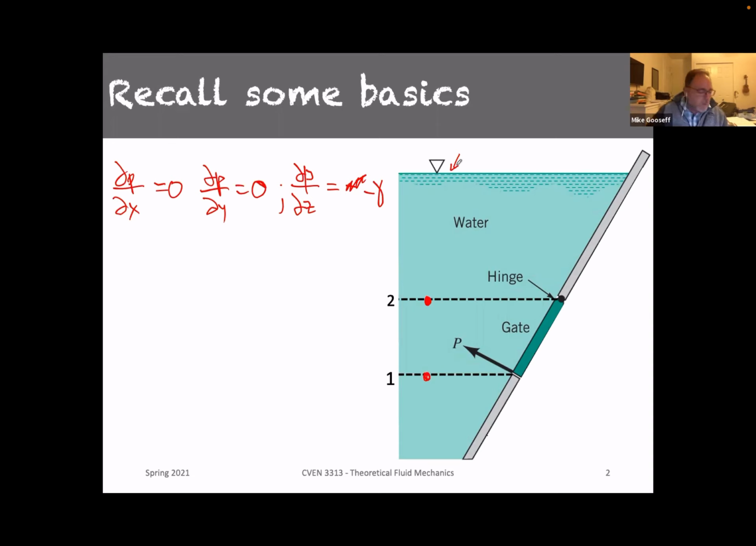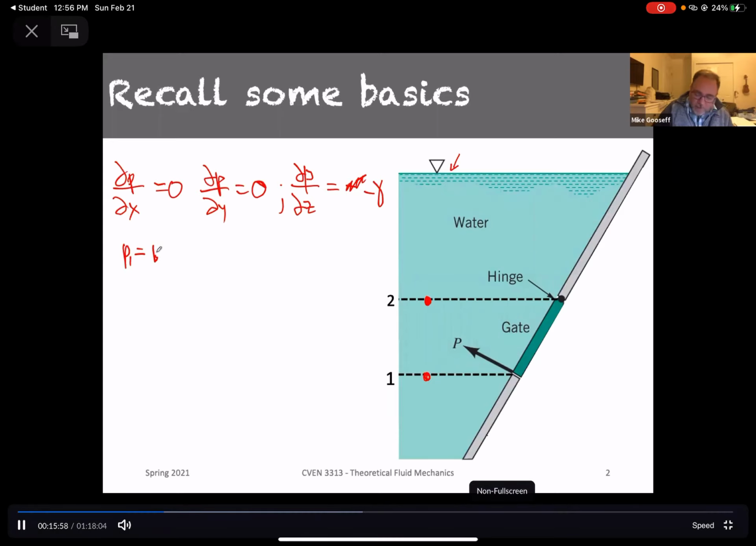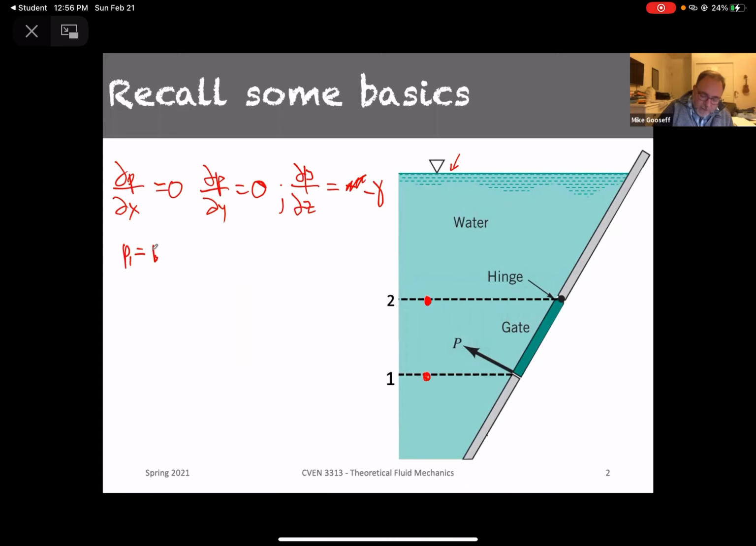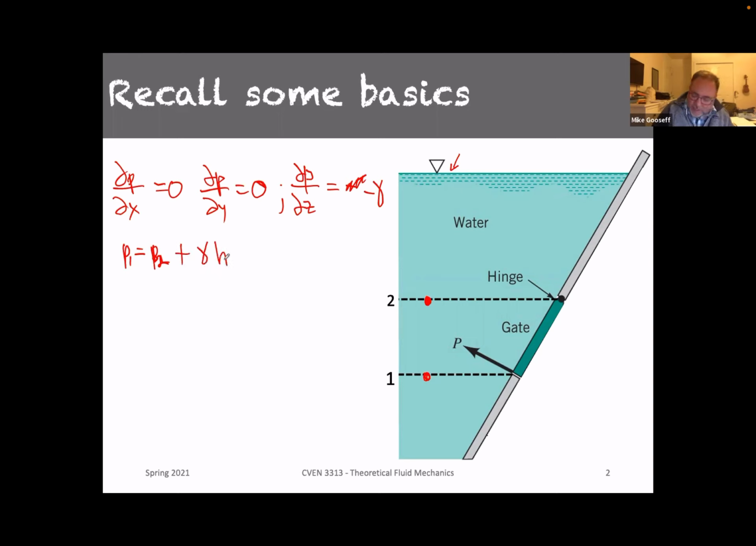So we also said that P1, remember that's the deeper location, is equal to P2 plus gamma times H. And in this case, H is this distance right here, the elevation difference between point 1 and point 2.